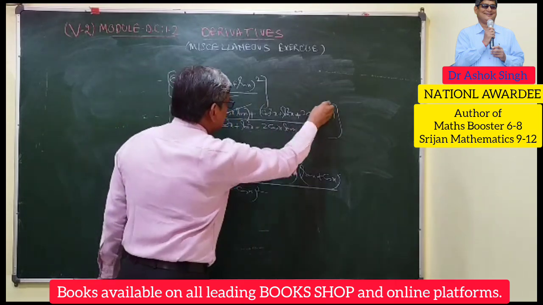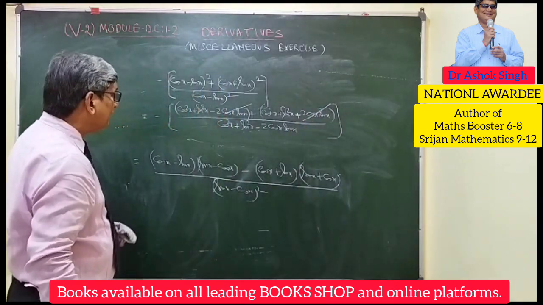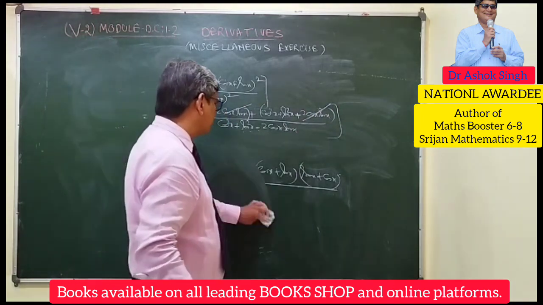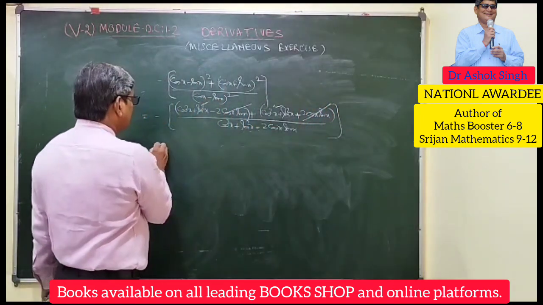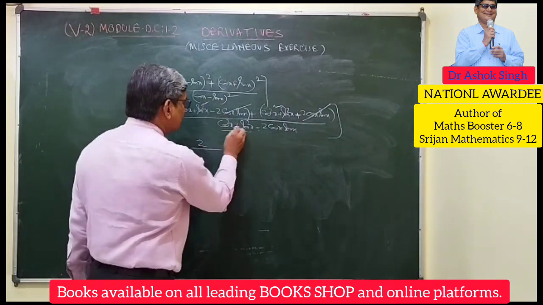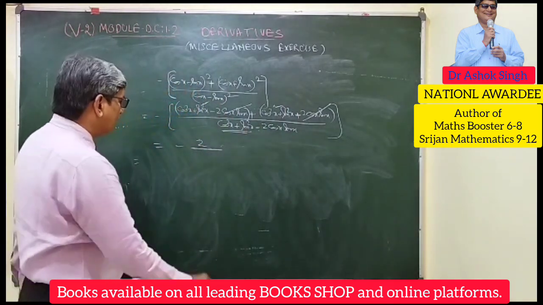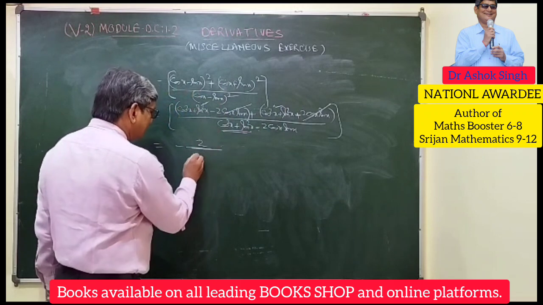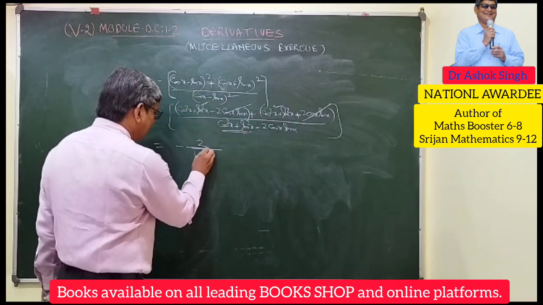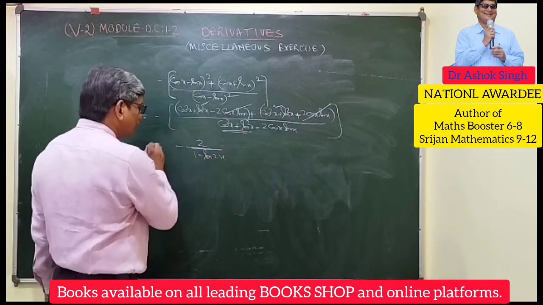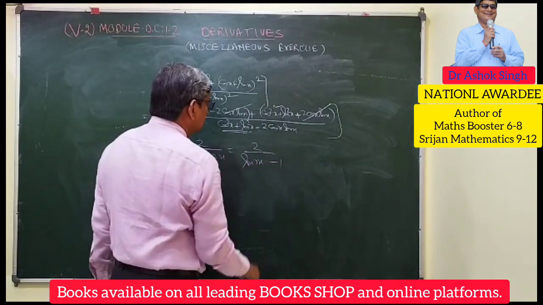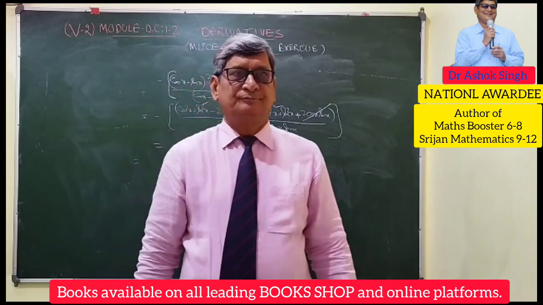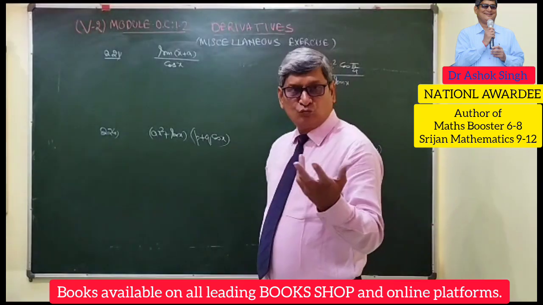See, these two things get cancelled and cos square x plus sin square x equal to 1. So here it is 1, here it is 1. So you can have minus 2. This is also 1. So you can have 2 divided by 1 minus sin 2x, or 2 divided by sin 2x minus 1. Now we are going to see some more questions.